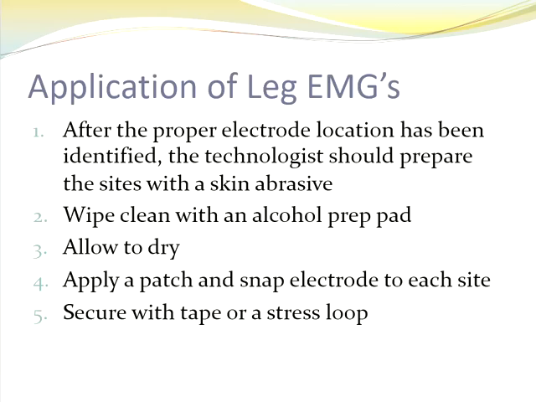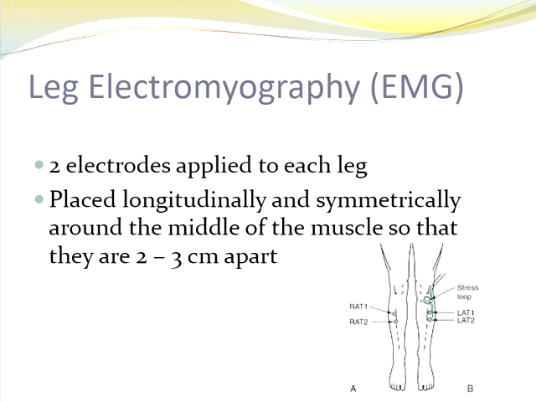You're going to secure it with tape or a stress loop. So what a stress loop is, you just want to make sure that there's enough slack here that when the patient stands up, these wires don't pull tight. So a stress loop is you're kind of creating an extra loop and securing it. So if the patient was to move around and the wires were to tighten, hopefully it doesn't unsnap it from the stickers, which has happened before, but instead it pulls from the extra loop.